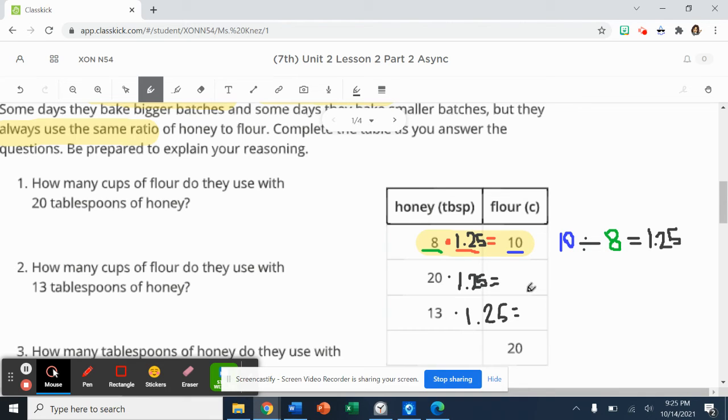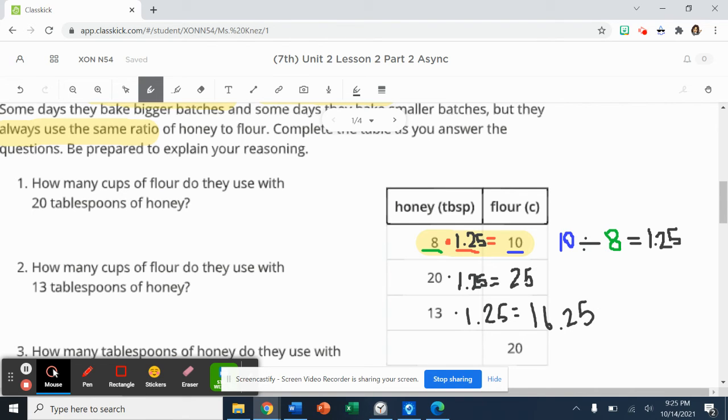Okay, so your table so far should look like this. For 20 tablespoons of honey, we need 25 cups of flour. For 13 tablespoons of honey, we need 16.25 cups of flour.